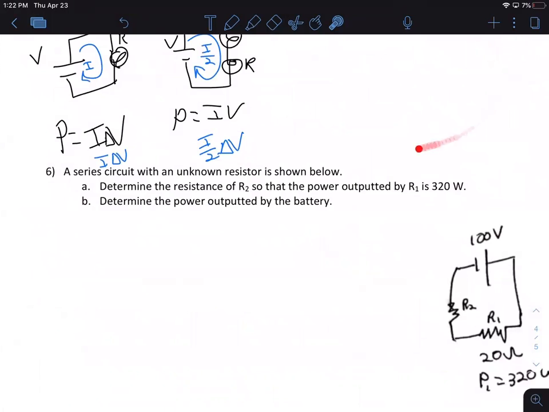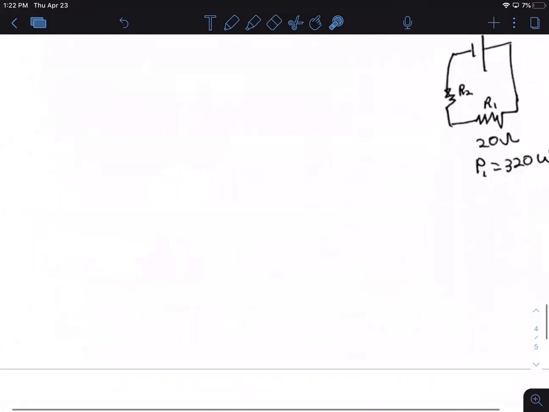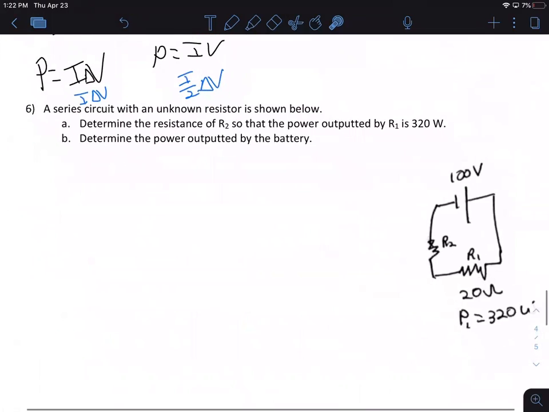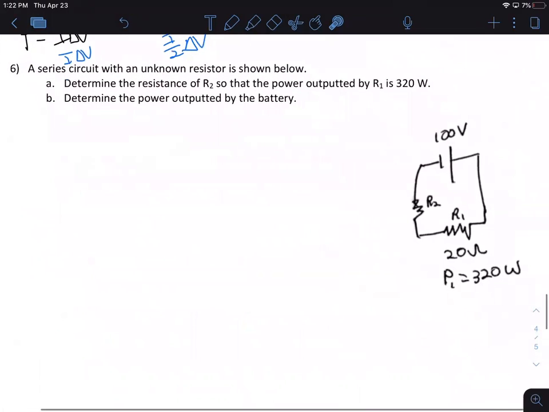We're running out of battery here. Speaking of, a series circuit with an unknown resistor is shown below. Determine the resistance R2. So the power outputted by R1 is 320 watts. And here I already wrote that down. If I hadn't, I would have written it. Determine the power outputted by the battery. And the resistance.